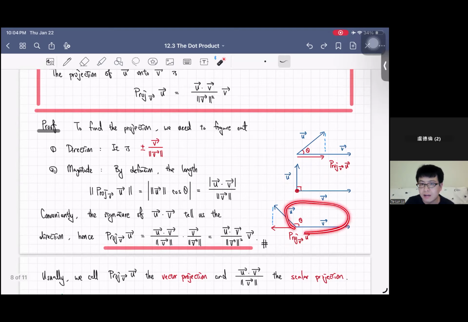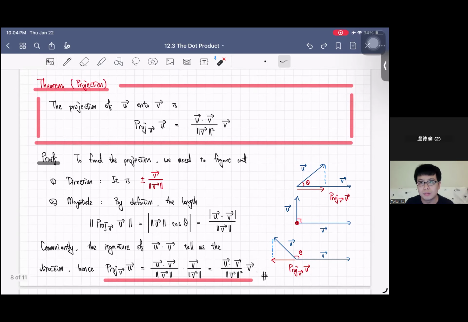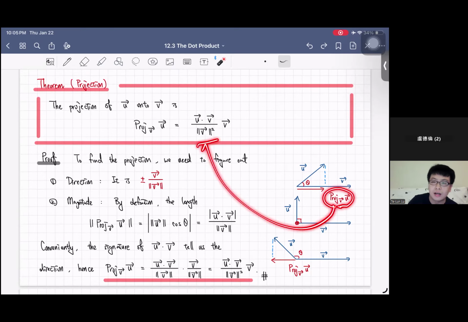Lastly, if u and v have an obtuse angle, then you have a projection which is in the opposite direction of v. Okay, so that's basically what projection means geometrically. And now we'll prove algebraically that this guy, defined geometrically, is indeed this formula.